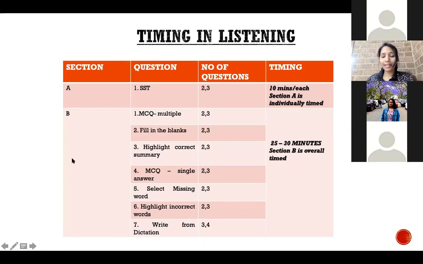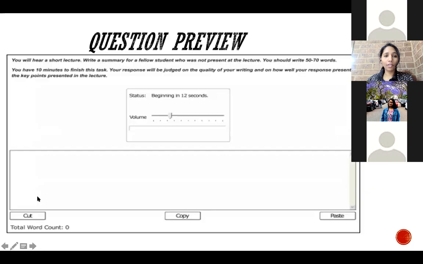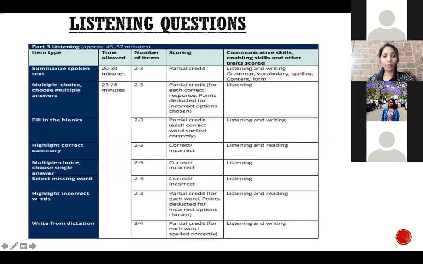So for highlight correct summary, choose the third option if you can't arrive at the answer. Mark it as not important. Do not practice it at home.